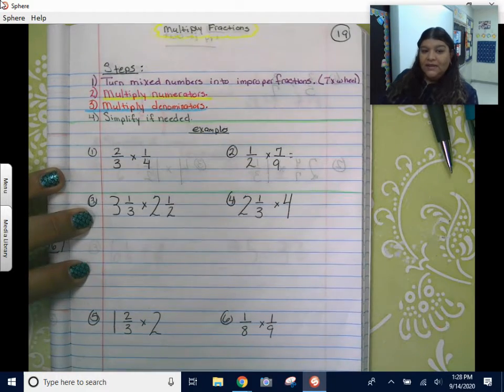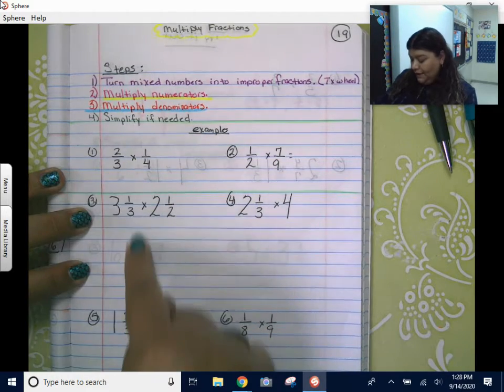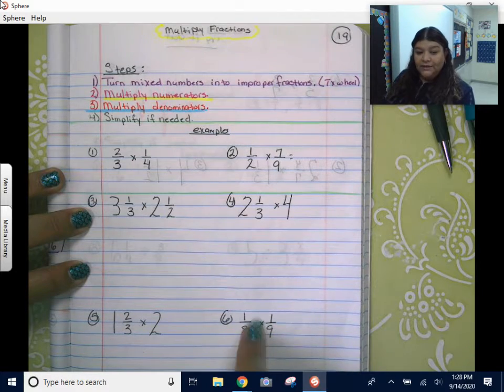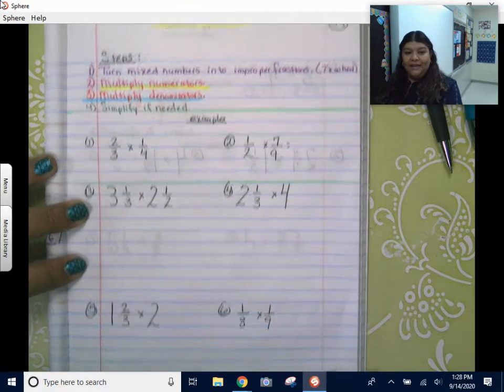So go ahead and press pause, copy the notes down, make sure you do skip some lines here so we can do some work, okay? And then we'll press play and I'll go over it.